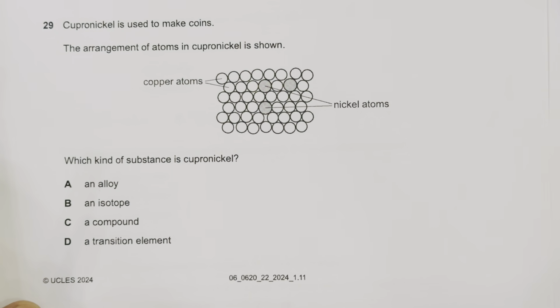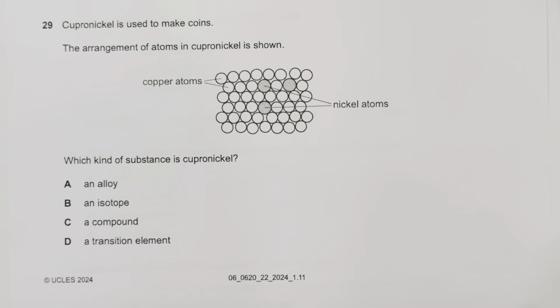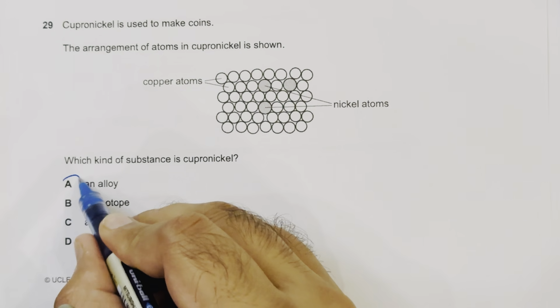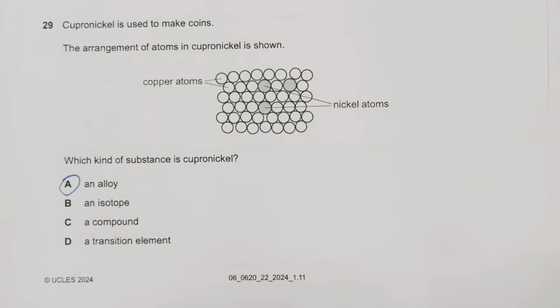Moving to question number 29. Cupronickel is used to make coins. The arrangement of atoms in the cupronickel is shown. We can see what kind of substance cupronickel is. We know that it would be an alloy because it is a mixture of metals. So option A is the right answer.